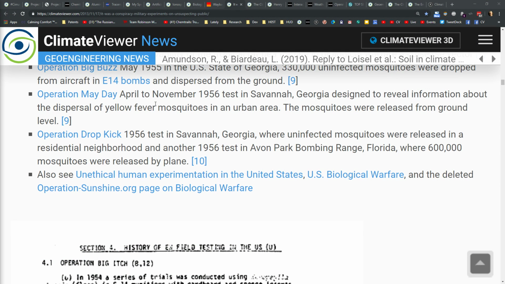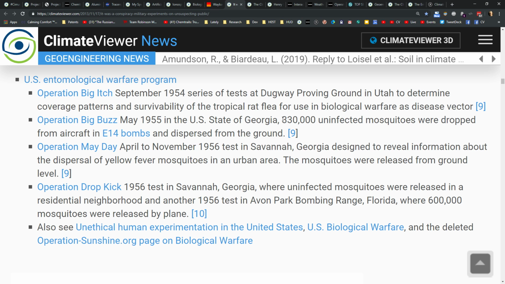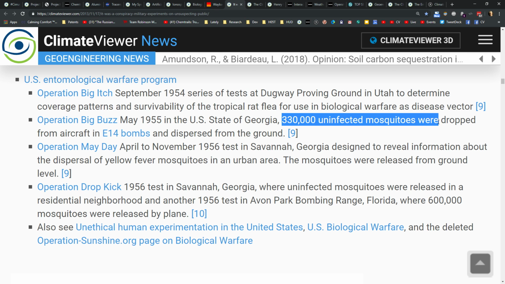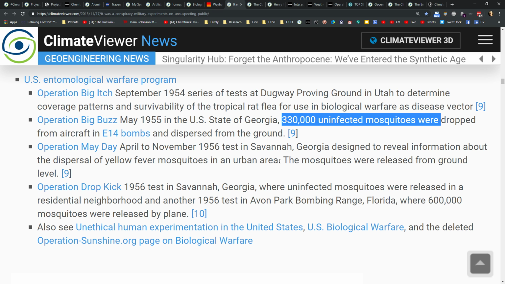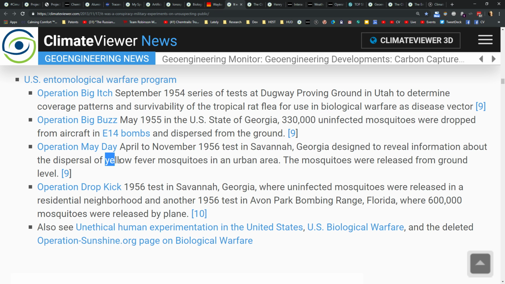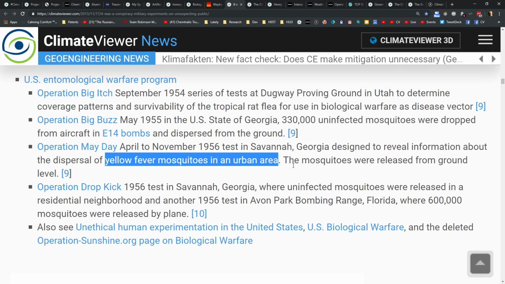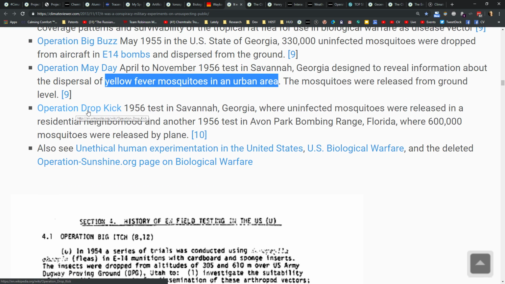So, Operation Big Buzz, 1955, U.S. state of Georgia. 330,000 uninfected mosquitoes were dropped from aircraft using E-14 bombs and dispersed from the ground. Operation Mayday, 1956, Savannah, Georgia, designed to reveal information about the dispersal of yellow fever mosquitoes in an urban area. The mosquitoes were released from ground level. Operation Dropkick, Savannah, Georgia. Damn, they hate Savannah, Georgia. Uninfected mosquitoes were released in a residential neighborhood. And another 1956 test in Avon Park bombing range, Florida, where 600,000 mosquitoes were released by plane.